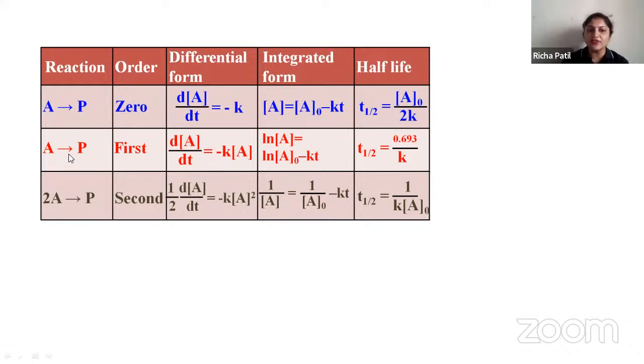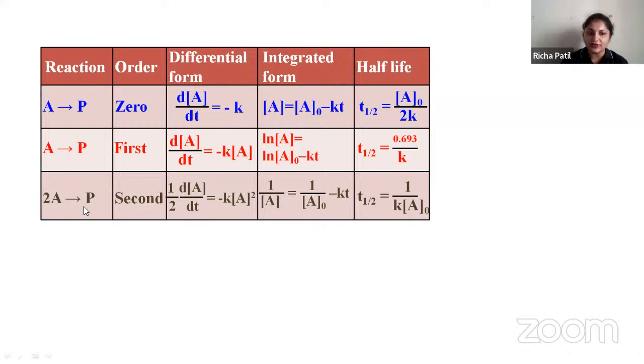Then for a reaction A giving you the product P with first order, it is given as the differential of concentration of A by dt is equal to minus K into concentration of A, because for first order it depends upon the concentration, the order is 1. So the integrated form is ln of A equals ln of A naught minus Kt. So t half is equal to 0.693 by K.